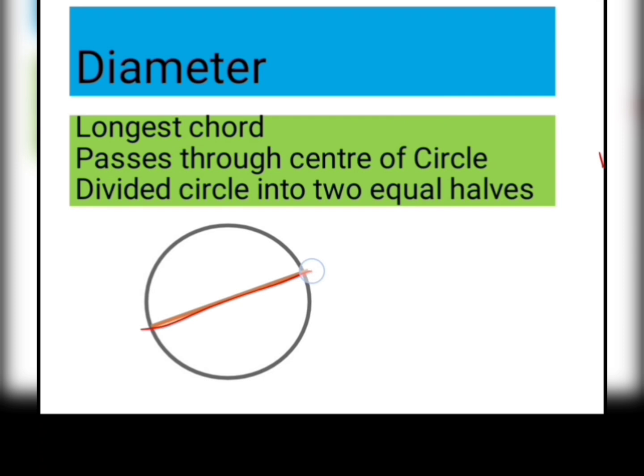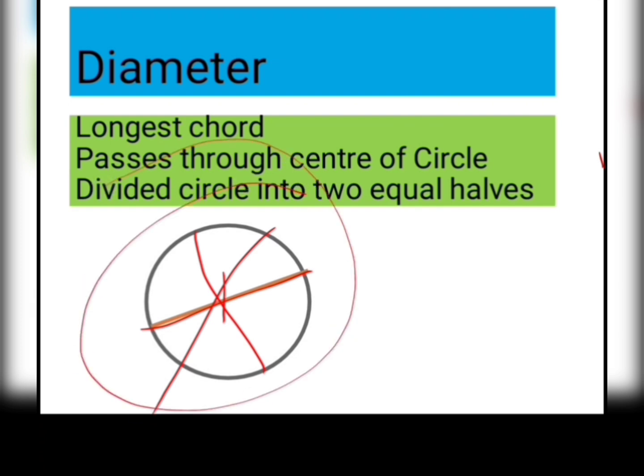Not only this line, there will be many diameters for a circle, but all will be equal. If it passes through this center, this one is also diameter of the circle, this one is also diameter of the circle, but we have to consider only one of them.